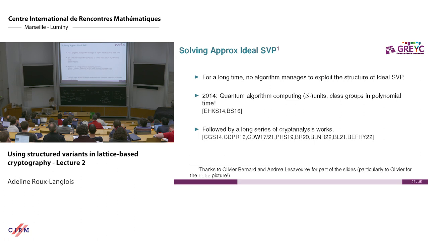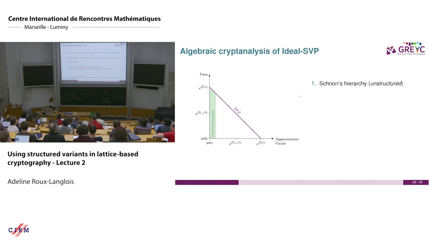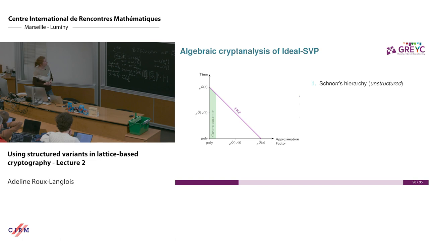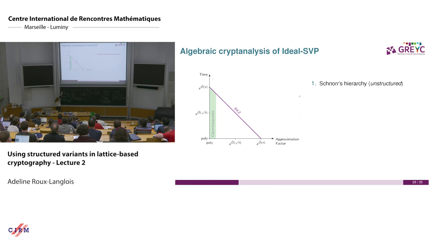Before I continue, I thank Olivier and Andrea because the next slides are not mine. I use part of their slides. Okay. So this is what we call the Schnorr hierarchy. Sorry, it takes time to understand this picture. You have the time it takes to solve ideal SVP or SVP: it goes from poly to exponential, and in between you have sub-exponential. And then you have the approximation factor you can achieve. Also, it goes from poly to exponential. And in cryptography, for a poly approximation factor, you have this exponential best algorithm, okay?